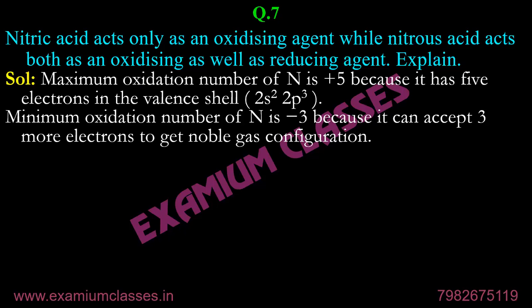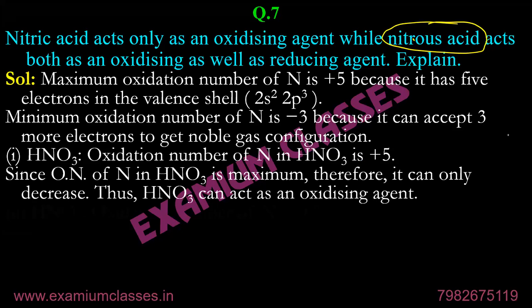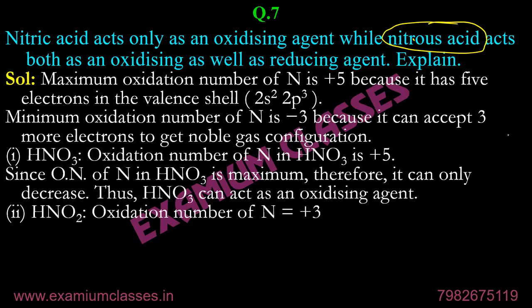Now we consider nitrous acid. The question is that nitrous acid can act as oxidizing as well as reducing agent. Now, in case of nitrous acid, the oxidation number of nitrogen is plus 3. That is, plus 1 plus x plus 2 times minus 2 equals 0, so x equals plus 3.